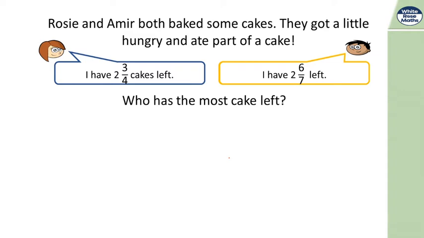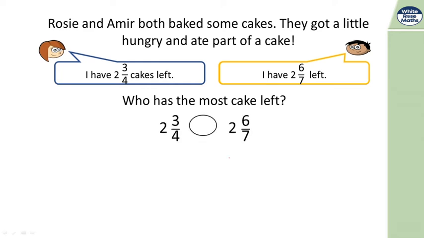So Rosie and Amir both baked some cakes. They got a little hungry and ate part of a cake. Rosie says, I have 2 3/4 of cake left. Amir says, I have 2 6/7 left. Who has the most cake left? So how can you compare those?